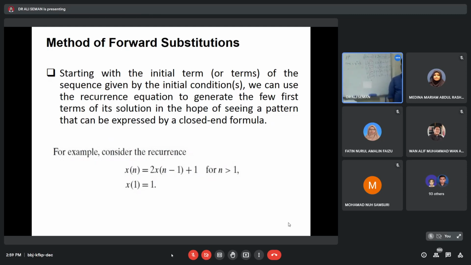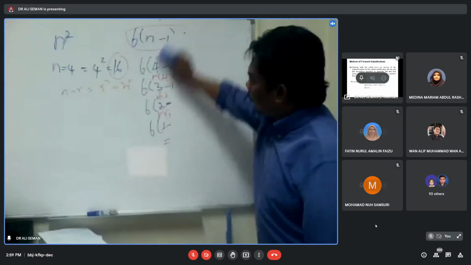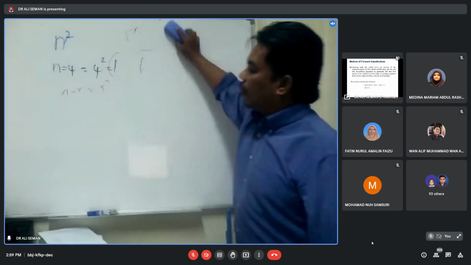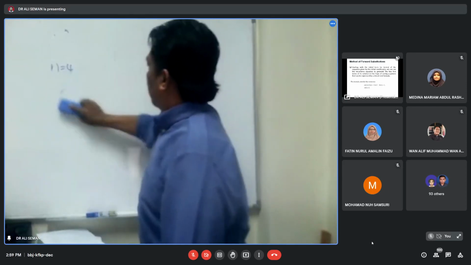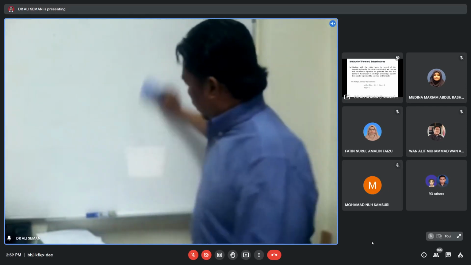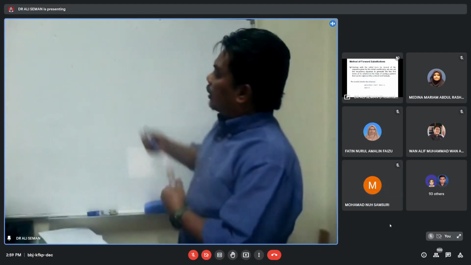Starting with the initial terms of the sequence given by the initial conditions, we can use the recurrence equation to generate the first few terms of its solution in the hope of seeing a pattern that can be expressed by a closed-form formula. For example, here we have considered a recurrence. The recurrence is in the form where we need to minus 1, whatever, m minus 1, k minus 1, it depends. We can use either variable. So let's say we have the x here.